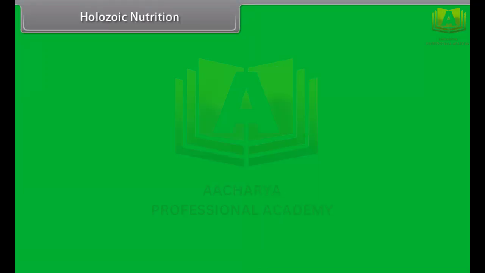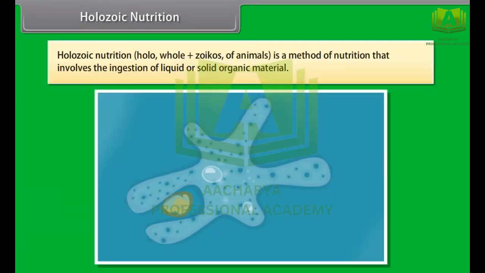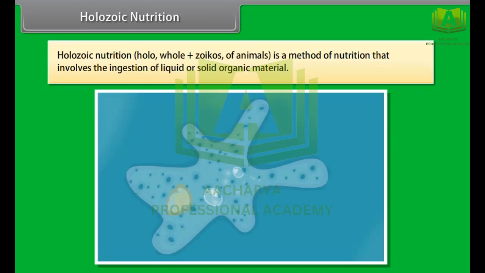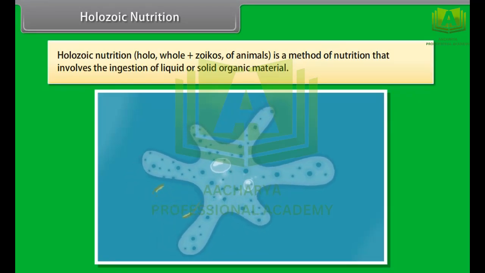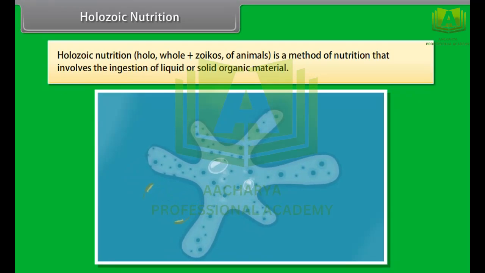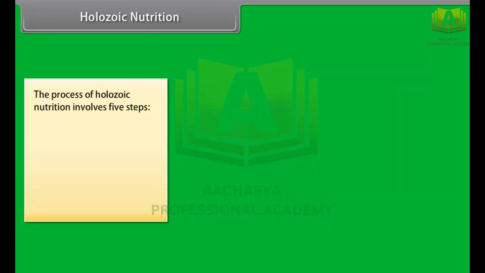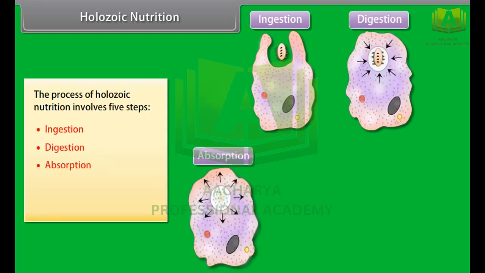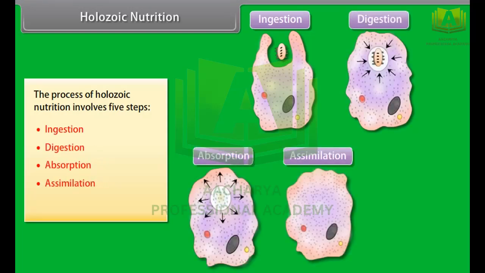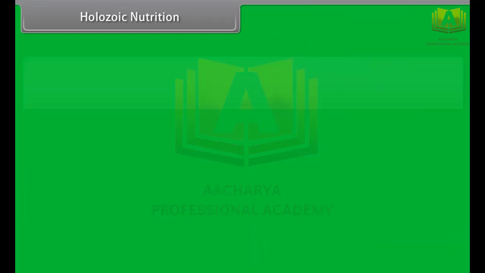Holozoic nutrition. Holozoic nutrition, holo means whole and zoikos means animals, is a method of nutrition that involves the ingestion of liquid or solid organic material. The process of Holozoic nutrition involves 5 steps: ingestion, digestion, absorption, assimilation, and egestion.